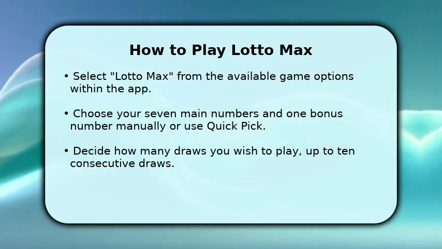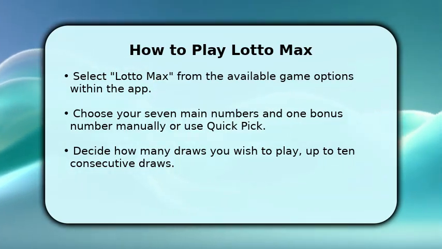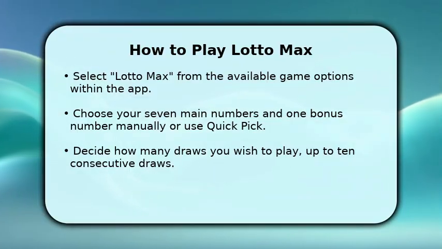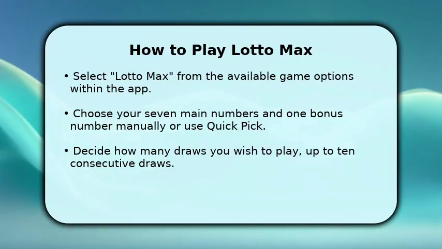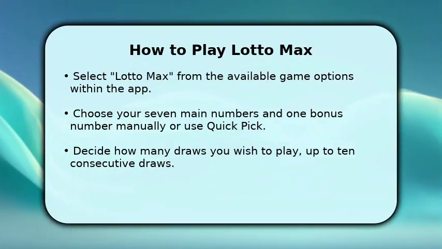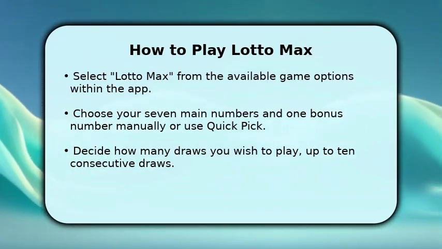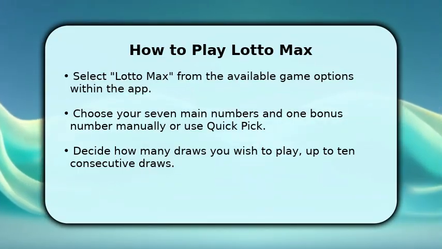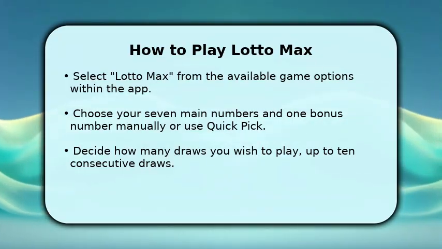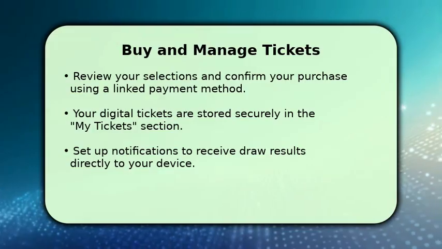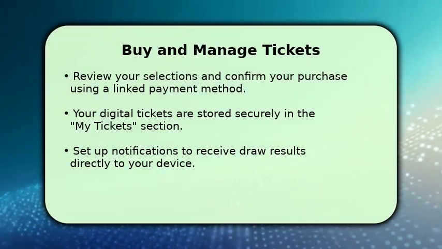You can then choose your numbers in two ways. Either manually pick your 7 main numbers from 1 to 50 and one bonus number, or opt for the convenient quick pick feature to have the app randomly select them for you. You also have the flexibility to play for multiple draws, up to a maximum of 10 consecutive draws, saving you time. After selecting your numbers, carefully review your choices on the summary screen.